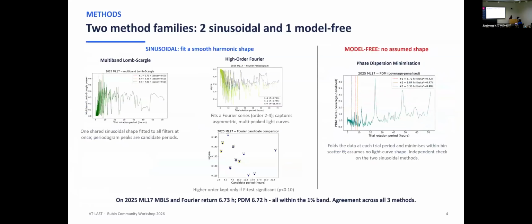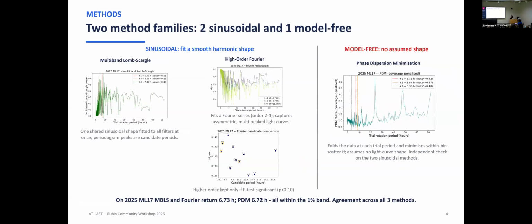To find the rotation period itself, I used 2 different types of methods. First, I used a sinusoidal model through both the multi-band Lomb-Scargle, which is able to take in data from different bands, with an order 2 fit. I also used a high order Fourier using orders 2 to 4, finding the best fit periods for each order, and only using a higher order if it was significantly better than the lower order. The advantage of these higher orders is that they're able to pick up more of these asymmetrical curves.